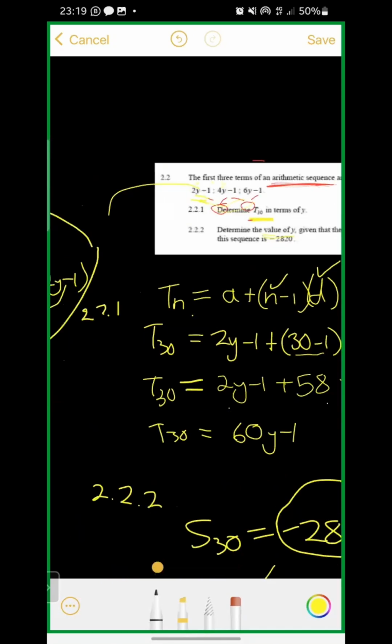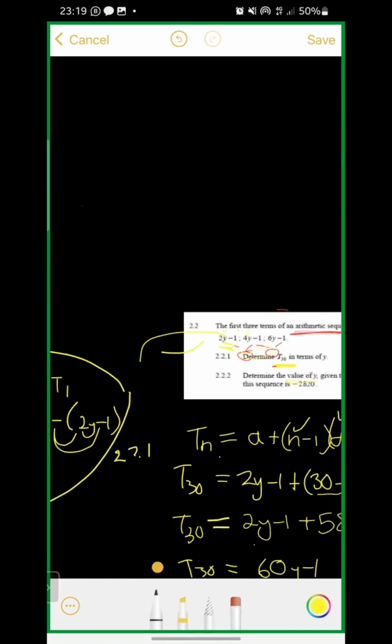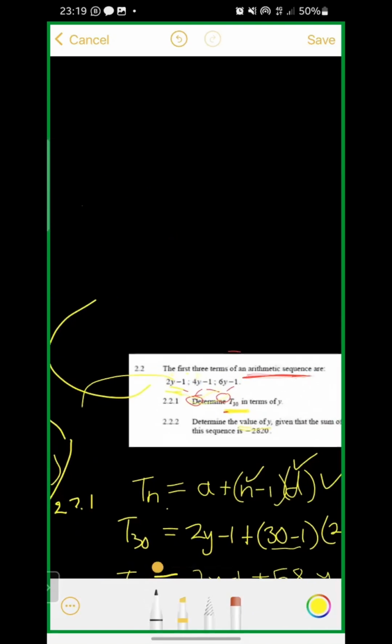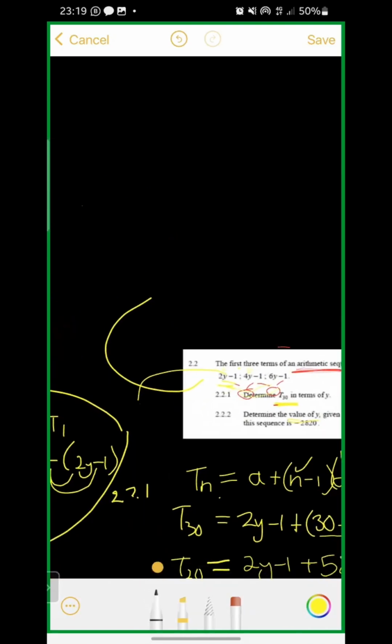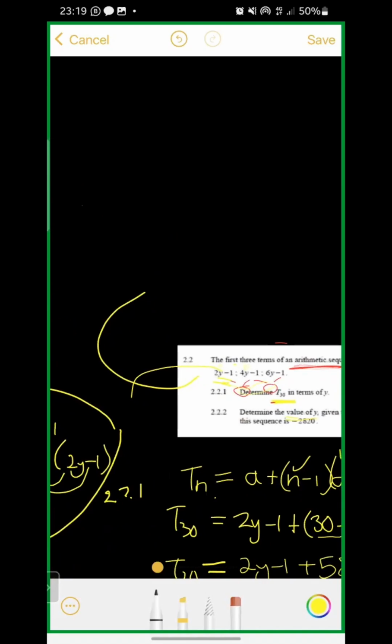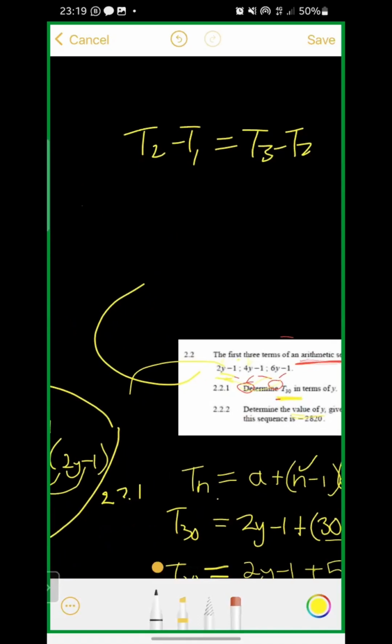So let us do our own formula on the side just to confirm, to support this answer, right? So let's just do it. How we usually do it, we know that T2 minus T1 is equals to T3 minus T2, right? So our second term is 4y minus 1, so 4y minus 1 minus the other one, so we're going to get 2y.